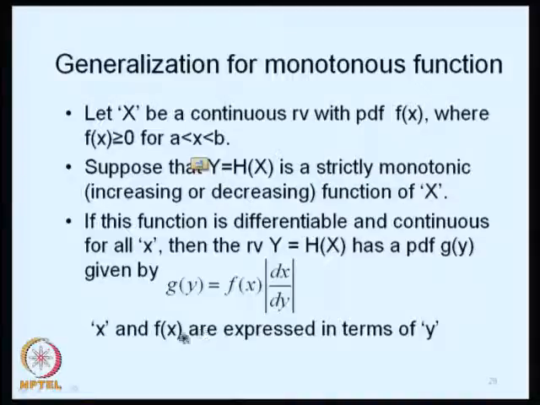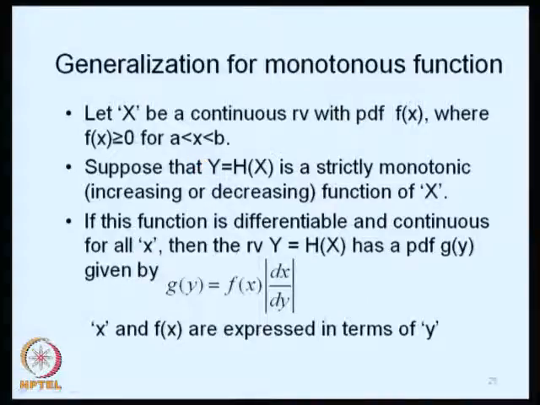We have the functional relationship y is equal to h of x, from which we can express x in terms of y, and then we put it in the PDF f of x, and therefore we express the PDF f of x also in terms of y. So, g of y is equal to f of x, which is a function of y, times the absolute value of dx by dy, obtained by differentiating x, expressed in terms of y, with respect to y.